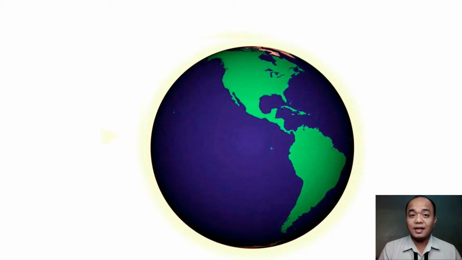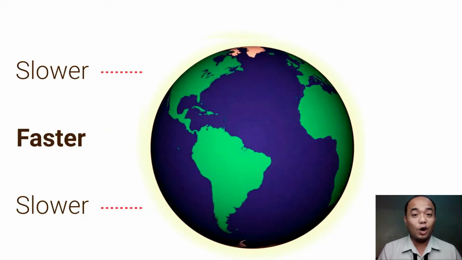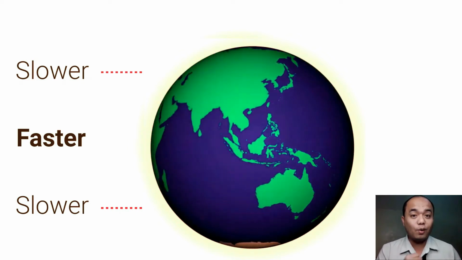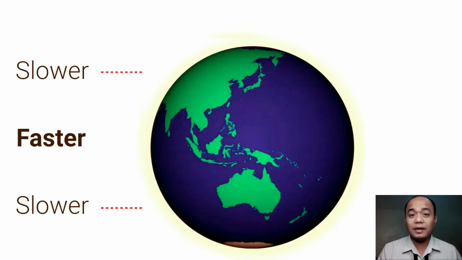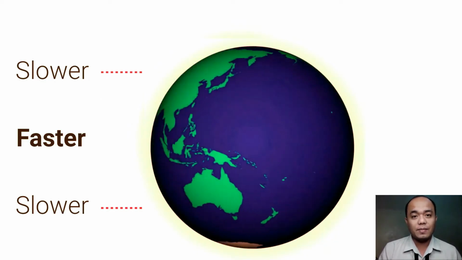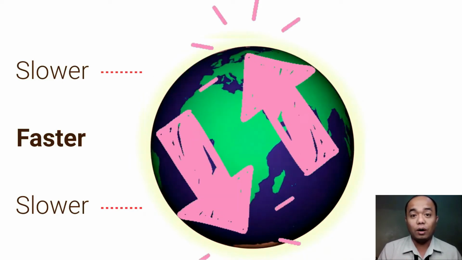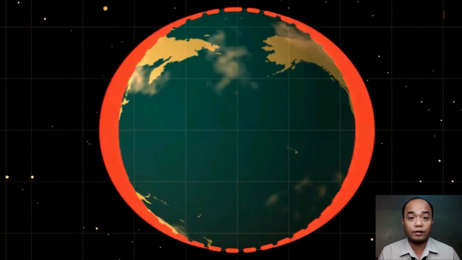Now, why is it that objects near the equator move faster than those objects found near the poles? Ano kaya yung dahilan kung bakit mas mabilis ang paggalaw ng mga bagay malapit sa Ecuador kaysa sa mga bagay malapit sa mga poles? It has something to do with the shape of the Earth, class.